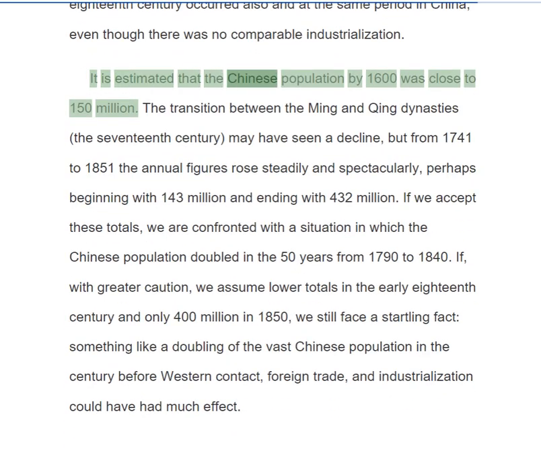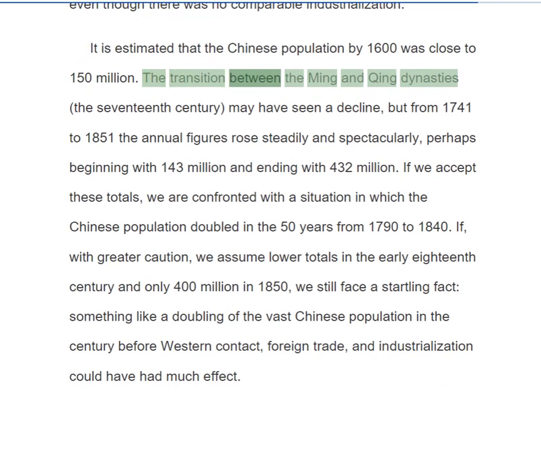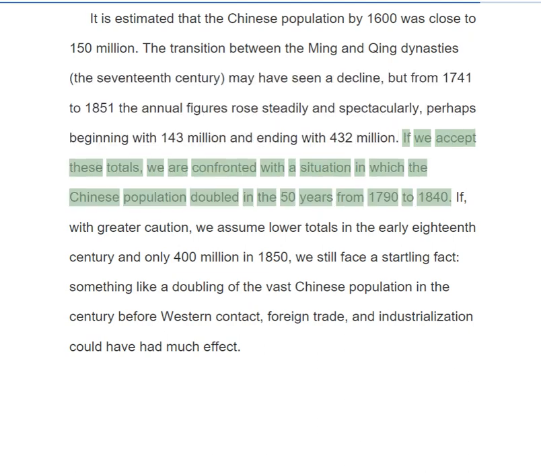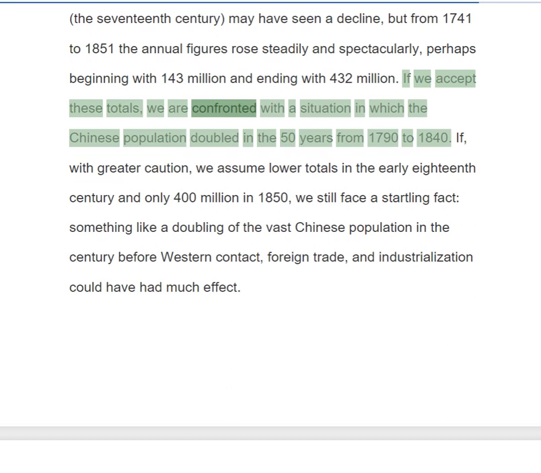It is estimated that the Chinese population by 1600 was close to 150 million. The transition between the Ming and Qing dynasties may have seen a decline, but from 1741 to 1851 the annual figures rose steadily and spectacularly, perhaps beginning with 143 million and ending with 432 million. If we accept these totals, we are confronted with a situation in which the Chinese population doubled in the 50 years from 1790 to 1840.